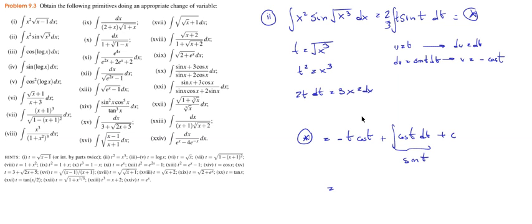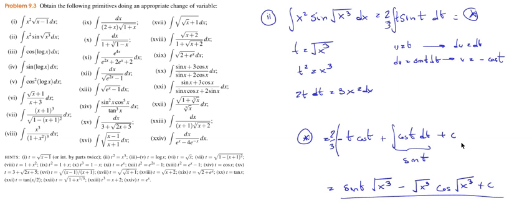You just have to undo the change of variables. You have the sine of the square root of x cubed minus square root of x cubed times the cosine of square root of x cubed plus the constant, and this is all multiplied by 2/3. So 2/3, 2/3. Okay, that's it.